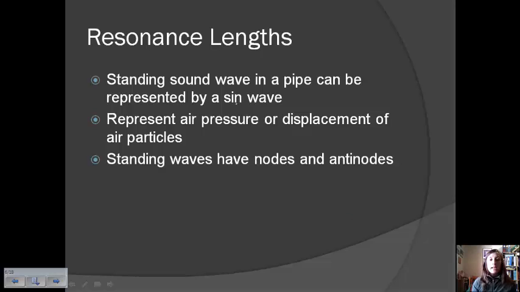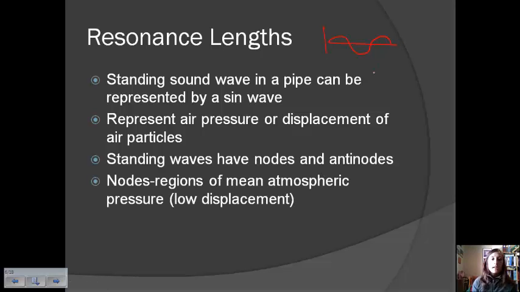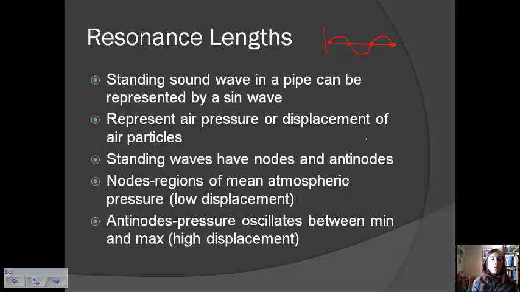Standing waves can have nodes and antinodes, if you remember this from the last chapter. So if we just draw a wave, our nodes are regions of mean atmospheric pressure, where there's really no displacement. And so we would put nodes at these points right here. Antinodes are where the pressure oscillates between minimum and maximum, or the most displacement.